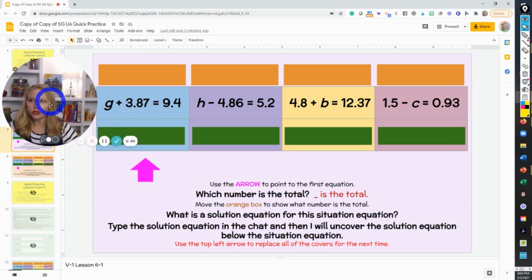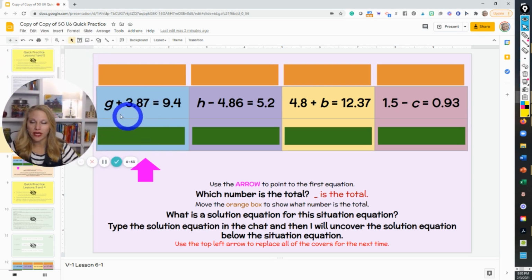And we want students to read the equation with us. Boys and girls, read with me. And I find this extremely valuable no matter your grade, but especially in 5th grade, because we're still growing accustomed to how we read decimal numbers. And I don't think we read them enough. So let's read together. G plus 3 and 87/100 equals 9 and 4/10.